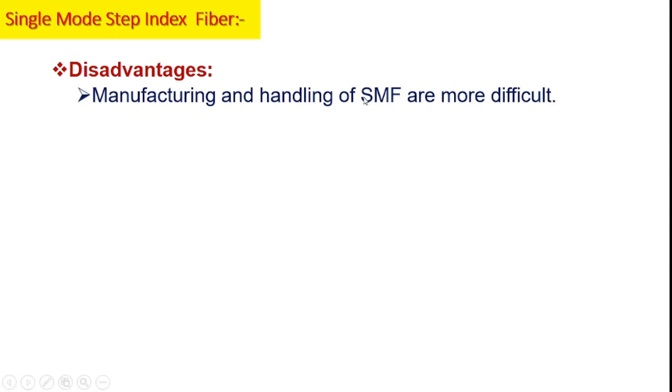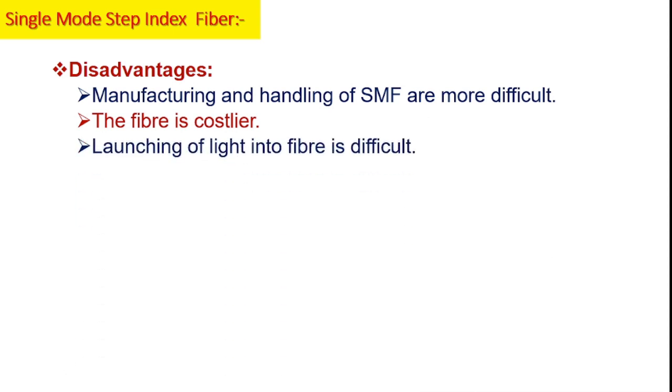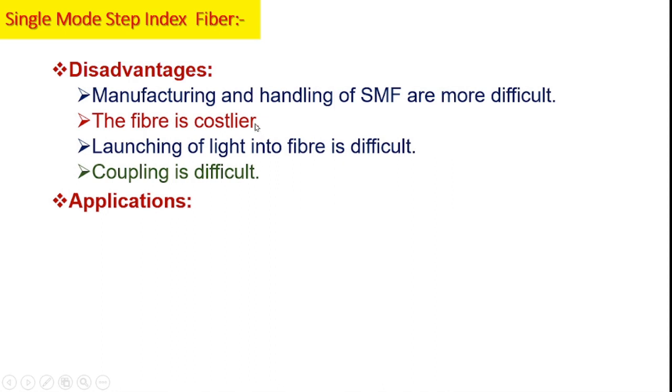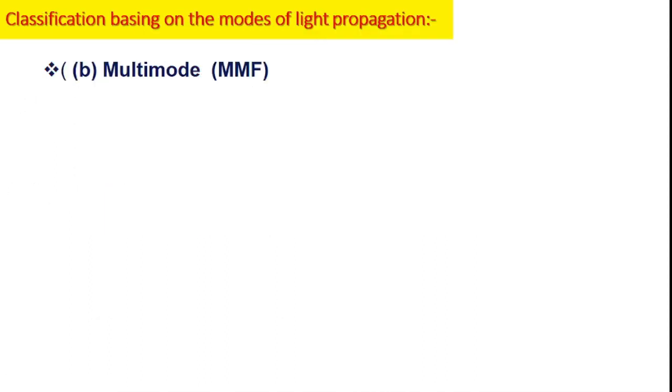Now let us see some disadvantages of single mode step index fiber. Manufacturing and handling of single mode fiber are more difficult, and the fiber is costlier, it is a bit expensive. The launching of light into fiber is difficult, coupling is difficult, and these are some disadvantages of single mode step index fiber. Now let's see its application. This type of optical fiber is used in underwater cables.